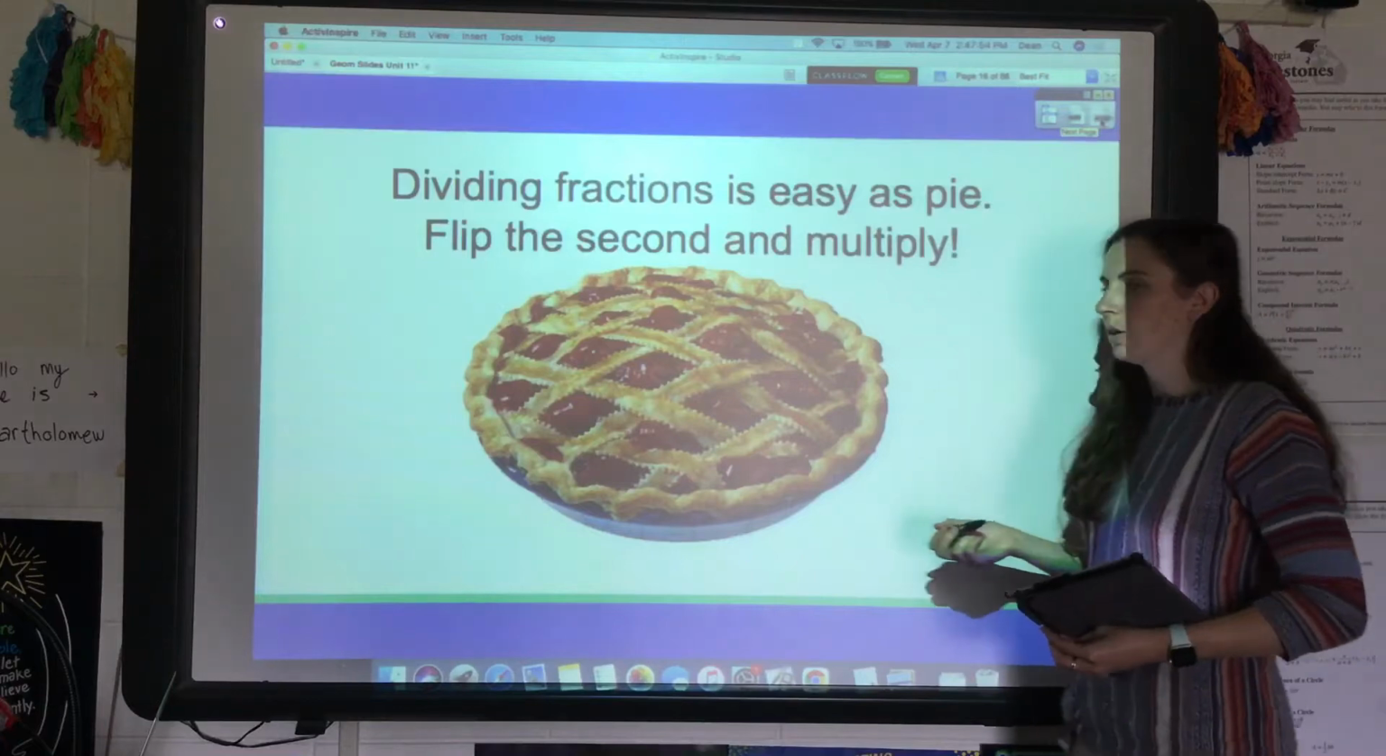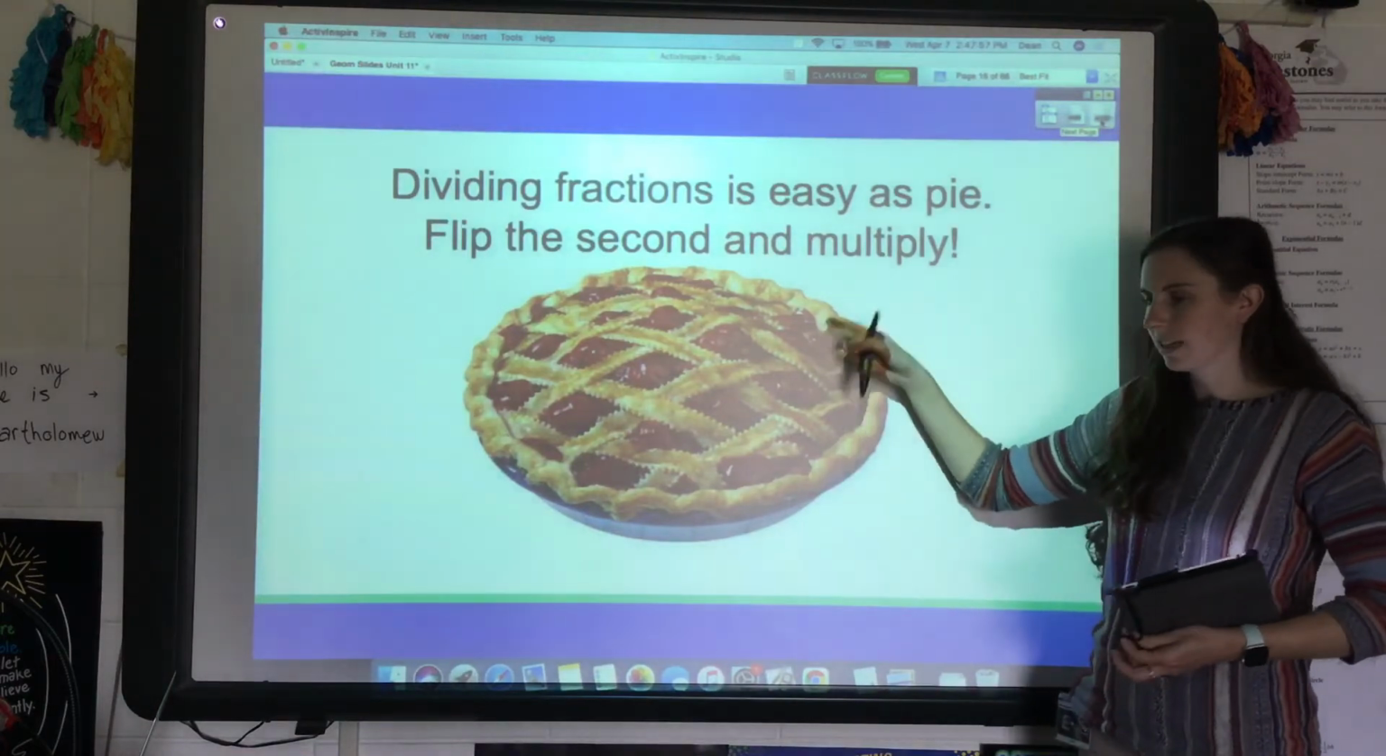This is how I often remember the whole dividing thing. Dividing fractions is easy as pie. Flip the second and multiply.